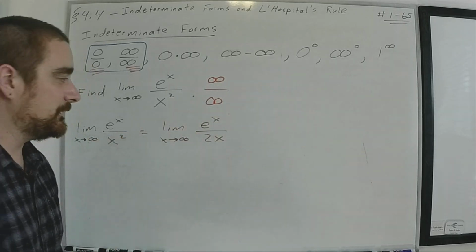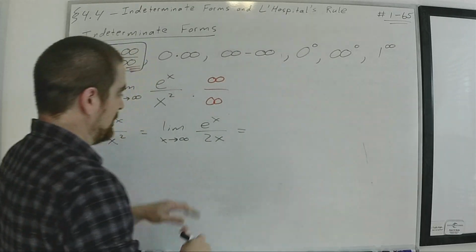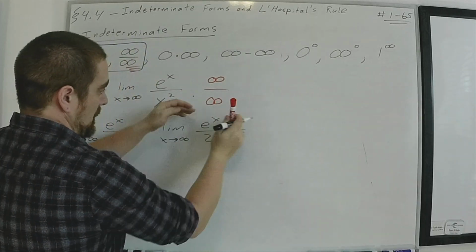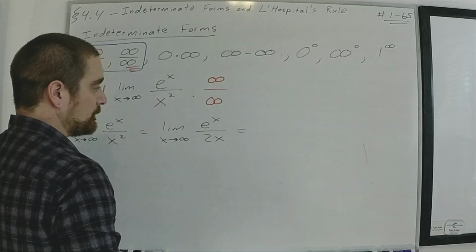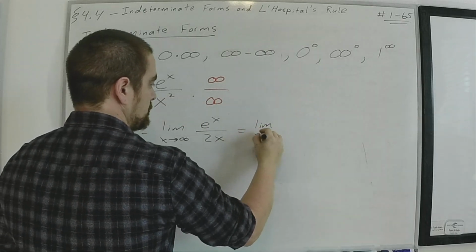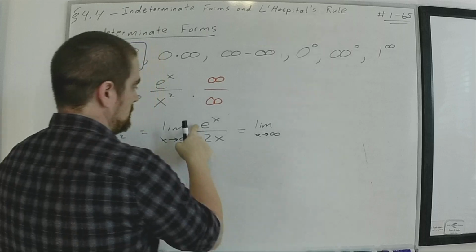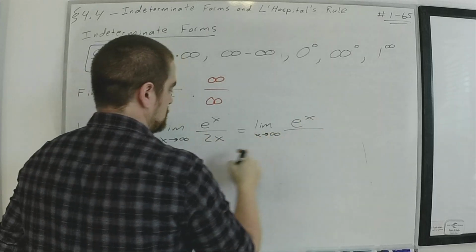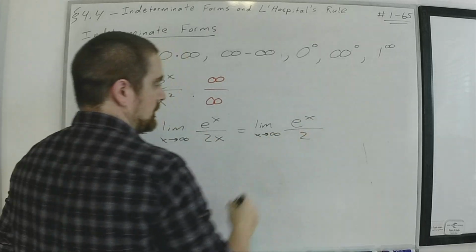Apply L'Hopital's rule again. It still applies. If I looked at these as my original functions, I would just take the derivative of these functions, numerator and denominator, and use L'Hopital's rule, so let's do it. Differentiate the top. Oh, it's still e to the x. Differentiate the bottom. Oh, I just get 2.